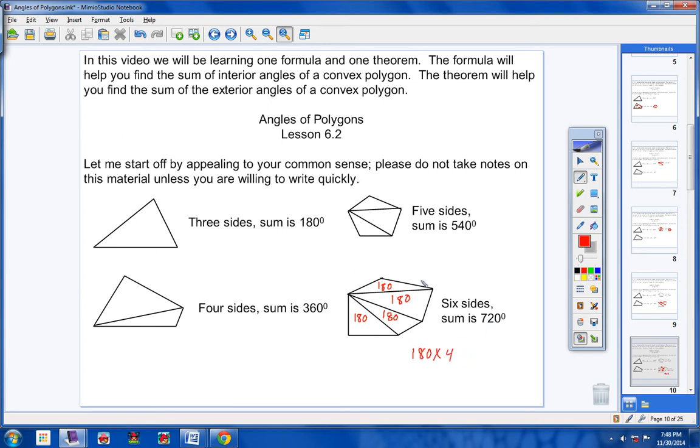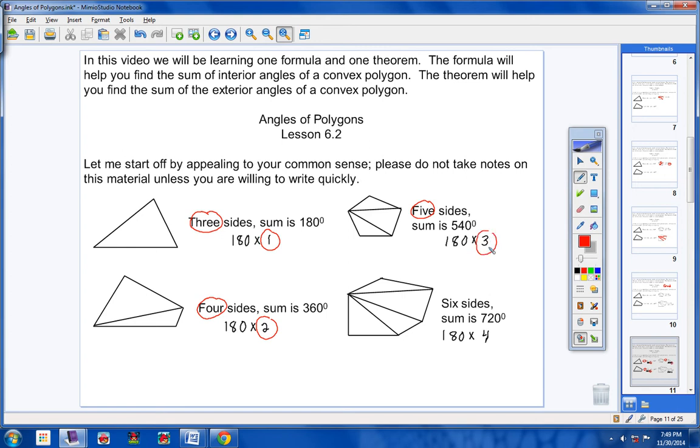There it is. So if everything I've said there totally confused you, that's okay. I'm going to give you a formula in just a second, but I'm trying to show you where the formula came from. Now look, do you not see the pattern? When there were 3 sides, I took 180 times what? 1. When there were 4 sides, I took 180 times what? 2. When there were 5 sides, I took 180 times what? 3. When there were 6 sides, I took 180 times what? 4. It's always 2 less.